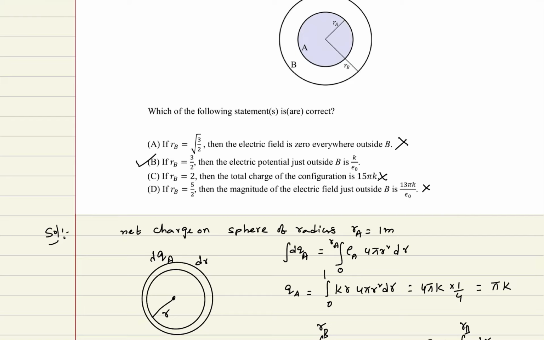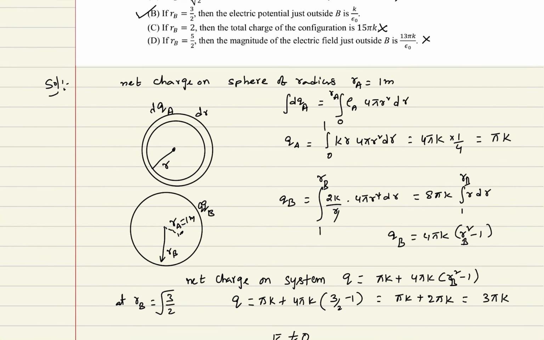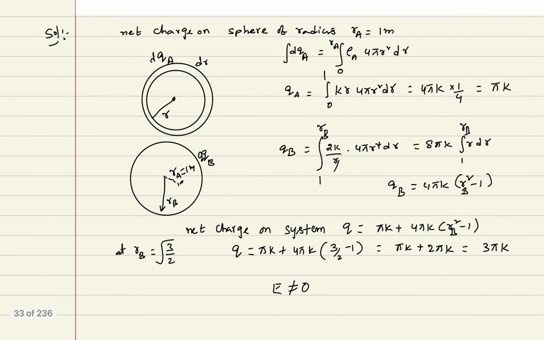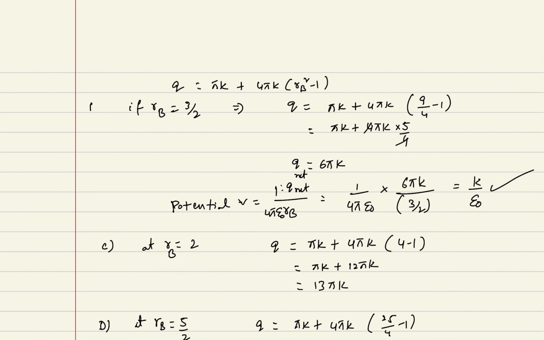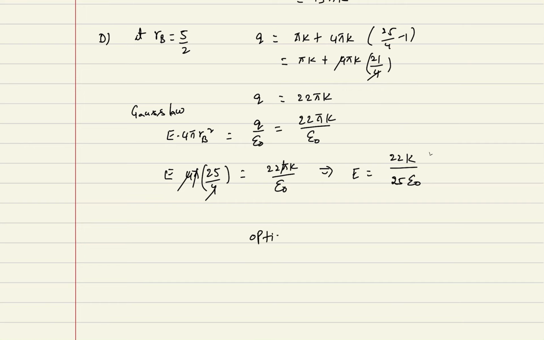This is D. So if you see option D, 13 pi k by epsilon naught, this is wrong. According to the options, the first option A, E not equal to 0, is wrong. Next, option B, we are getting K by epsilon naught. So the only option available is option B.